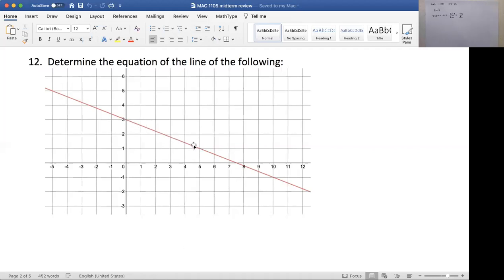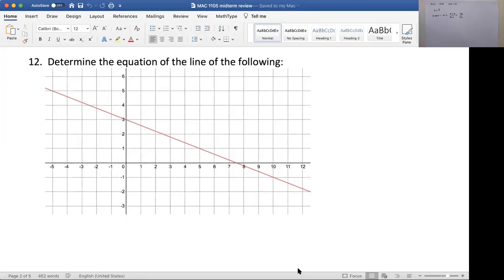From (0, 3) to (5, 1), what's the rise? Go down 2, go over 1, 2, 3, 4, 5. Rise -2, run 5. Does that pattern continue? Rise -2, run 5. Indeed. Does it continue the other way? Up 2, back 5. Indeed. So again, from this point to this point, change in y is down 2, change in x is over 5.